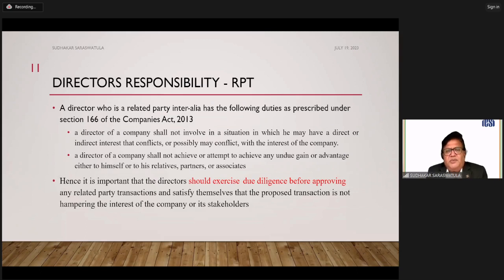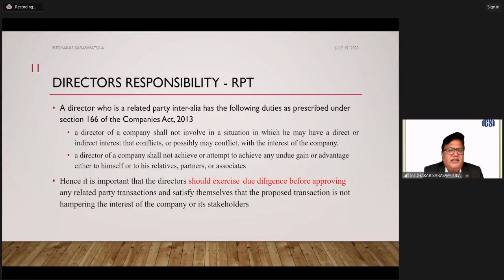Now, another important thing: as we know, the duties of directors are there under Section 166. There are two duties that a director who is a related party, inter alia, has to follow. One is that he shall not involve himself in a situation in which he may have a direct or indirect interest that conflicts or possibly may conflict with the interest of the company.